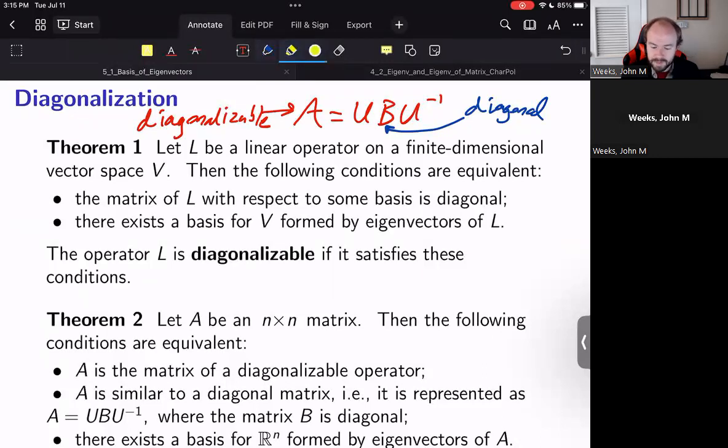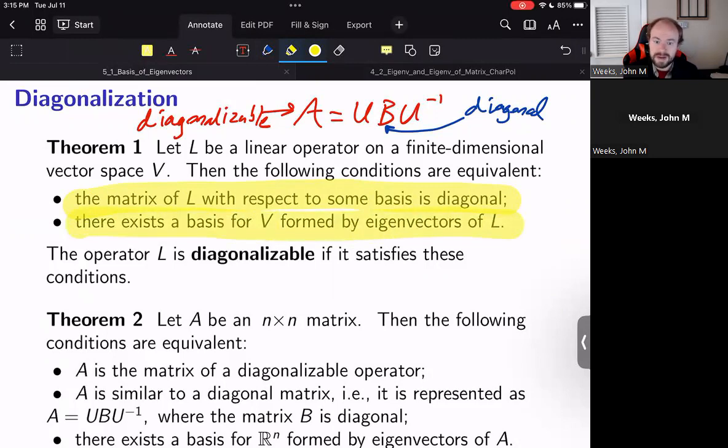Here is our theorem here. Let L be a linear operator on a finite dimensional vector space, and the following are equivalent. The matrix of L with respect to some basis is diagonal, and furthermore, there exists a basis for V formed by eigenvectors of L. So this is an interesting way of thinking of it.